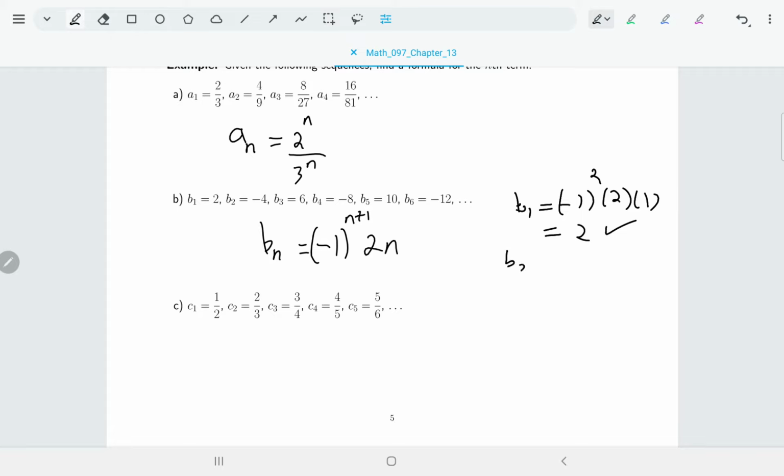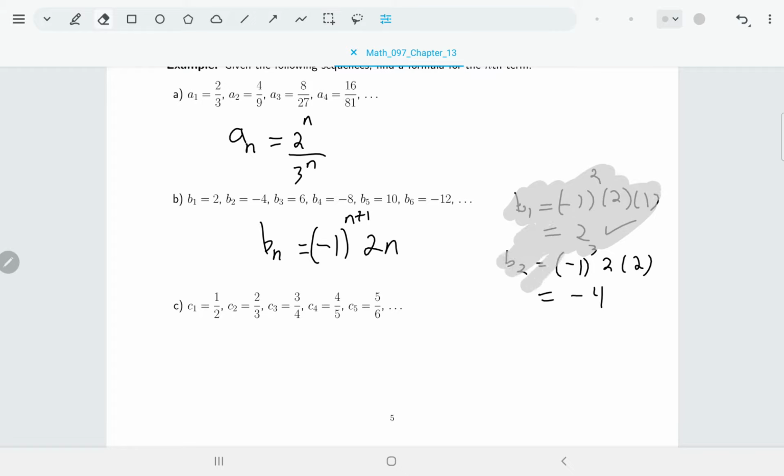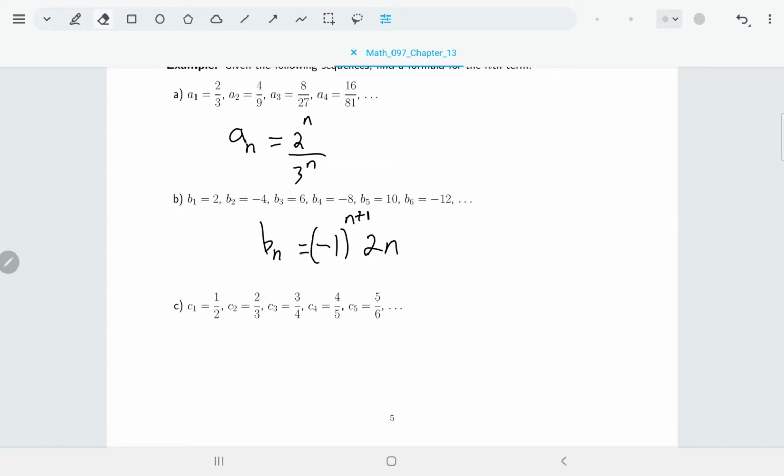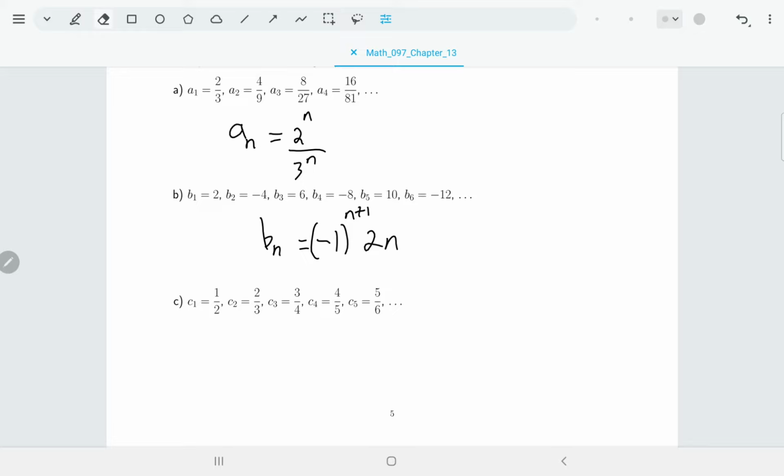Double checking, does it give me the right number for B2? That would be negative 1 to the 2 plus 1, which is 3, times 2 times 2. That should give me negative 4, and yes, that is my second term. Okay, I now feel confident that I've come up with the right formula. The nice part about a lot of this is, since you have the numbers in the sequence already, you know the first, second, third, fourth, fifth, and sixth term. Once you've come up with a hypothetical formula for Bn, you can actually confirm whether your formula is correct.